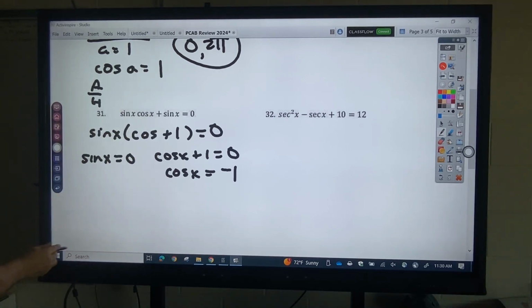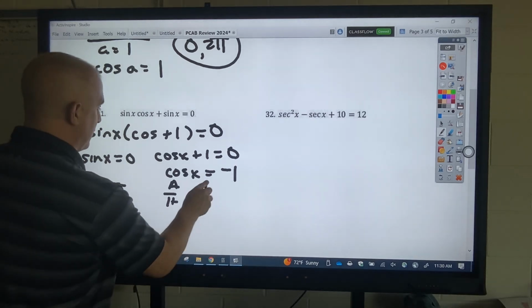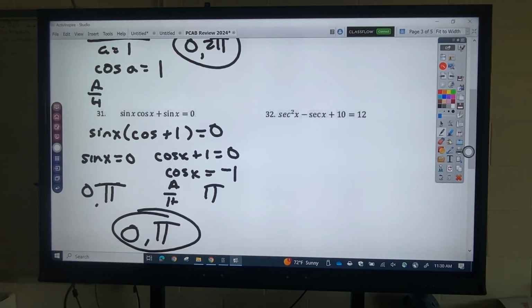If you check all your axis points, what you see is that's going to be a 0 and that's going to be a pi. Okay, where is cosine negative 1? Well, that's A over H. None of your triangles make that, but your axis point did at pi. So, all right, I don't have to repeat it. So it's 0 and pi.